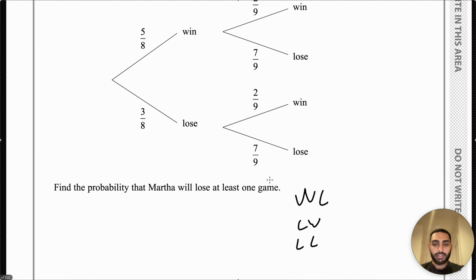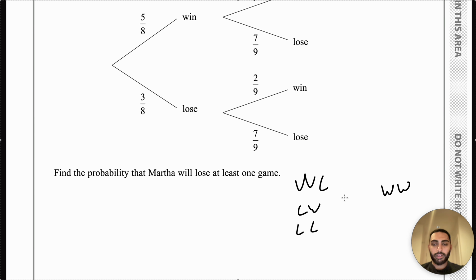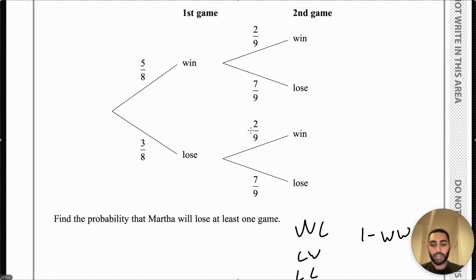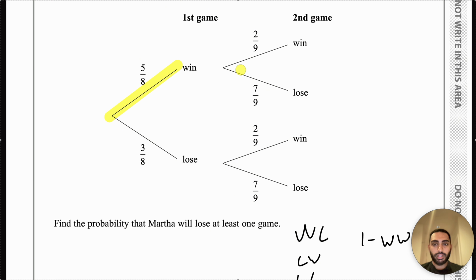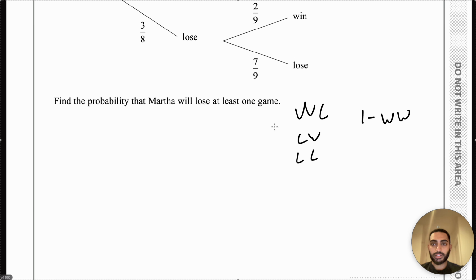But a quicker way to do this, instead of finding all of these probabilities, you could just find win and win, and you do 1 minus that probability. So let's do it that way, because it's a lot easier. Win is that one, and win is that one. And if I'm finding the probabilities of two things happening, I just multiply them together. So I'm going to do 5/8 multiplied by 2/9. 5 times 2 is 10, and 8 times 9 is 72. Can simplify that to become 5/36. And I need to do 1 minus this probability of happening. 1 minus 5/36.